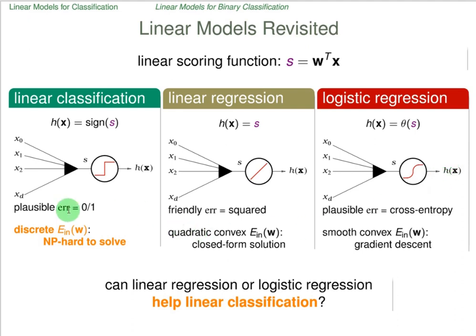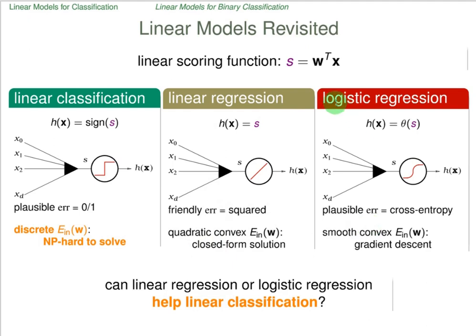We also note that these three linear models differ when it comes to the type of in-sample error function used. Right? In linear classification, we used the 0-1 error function, and it was a discrete in-sample error, non-smooth, not continuous, therefore it is not differentiable. And it is hard to solve, which involves a combinatorial quantity. While in linear regression, we had the squared error function, which is quadratic, convex, and easy to minimize, and also has a closed form solution, which is based on matrix inversion.